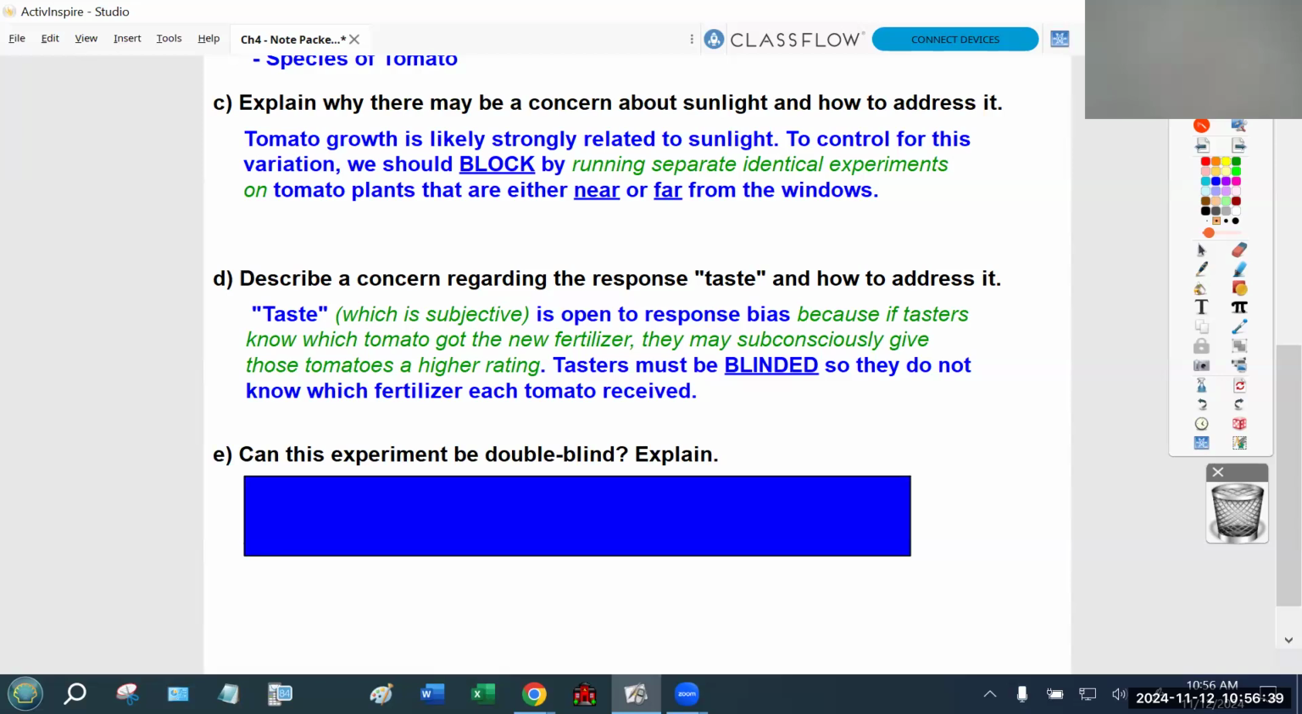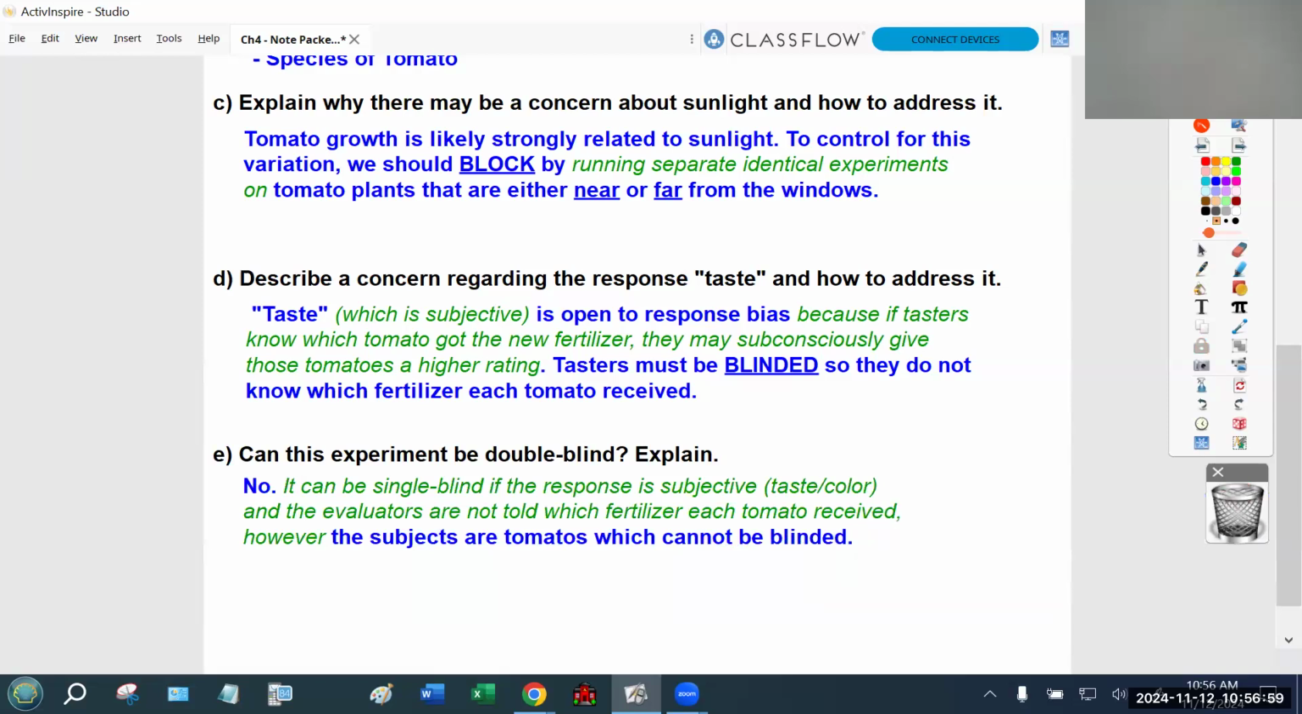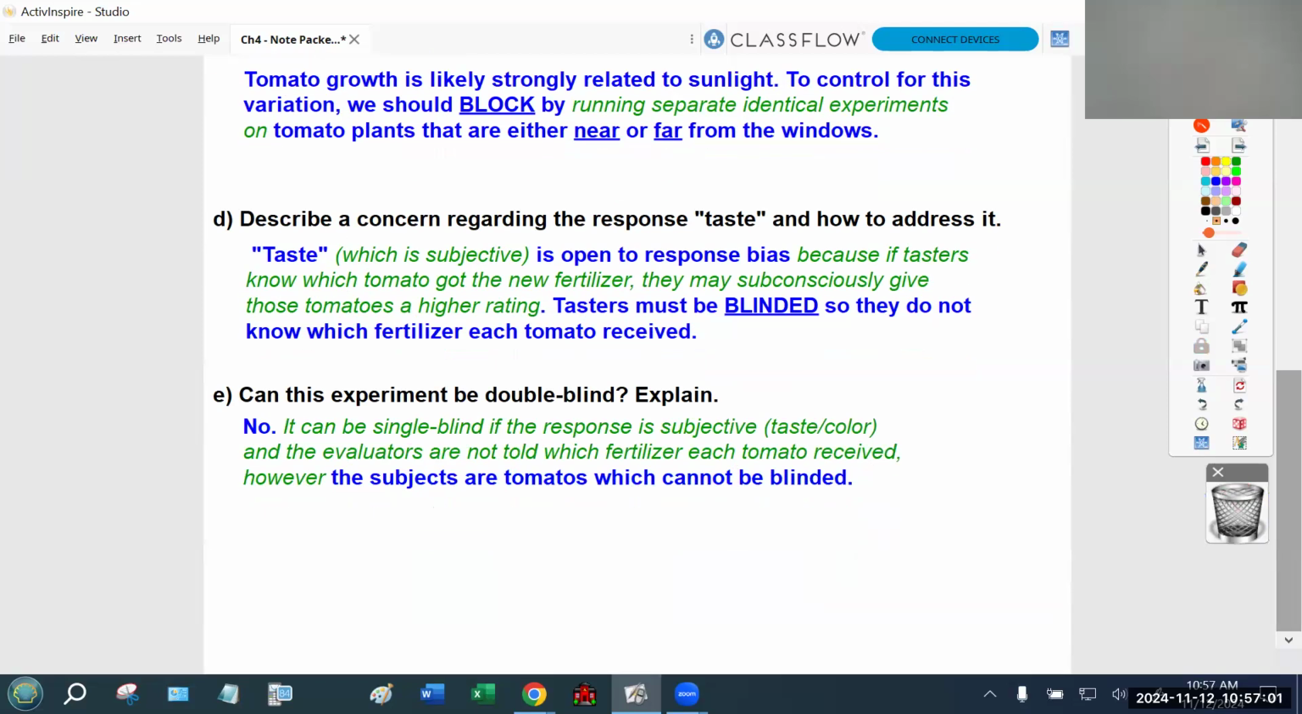It has to do with the fact that the subjects are inanimate objects. I'm not worried about a tomato knowing it got the new fertilizer and saying, I'm going to grow real big and strong for you because you gave me the new stuff. I'm not really worried about that. I don't need to put in effort to block the subjects from knowing what treatment they got because they're not sentient beings. Does that make sense? So, in a word, no. I'm being asked, can this be double blind? In a word, no. The subjects are tomatoes, which cannot be blinded.